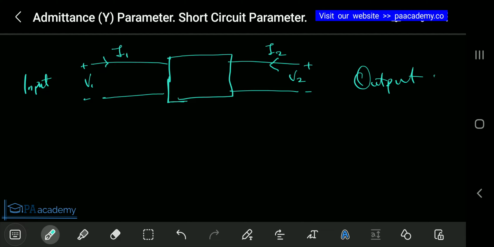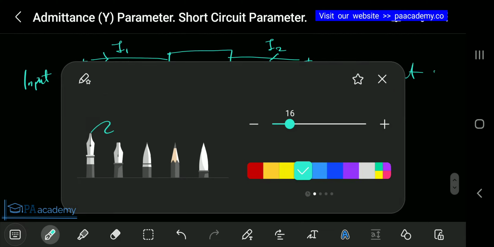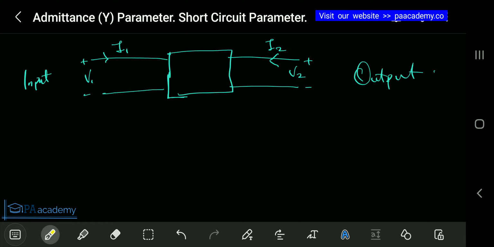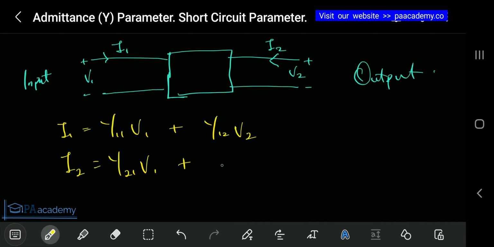Now for the admittance parameter, the equation is given as I1 equals Y11 V1 plus Y12 V2. Also, I2 equals Y21 V1 plus Y22 V2. This is equation 1 and this is equation 2. This can also be represented in matrix form.